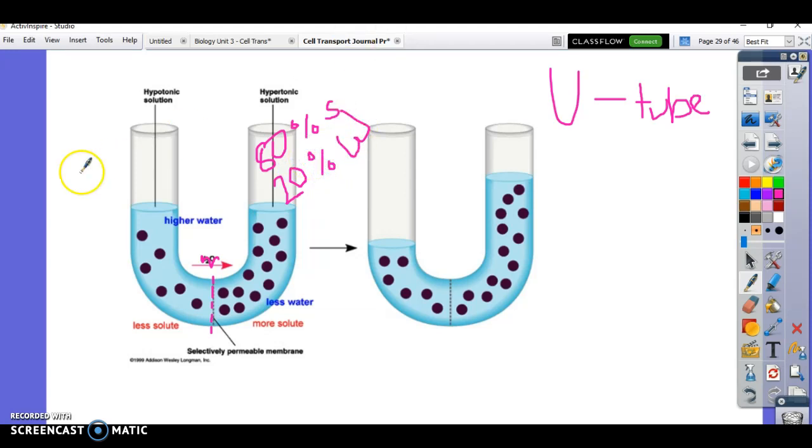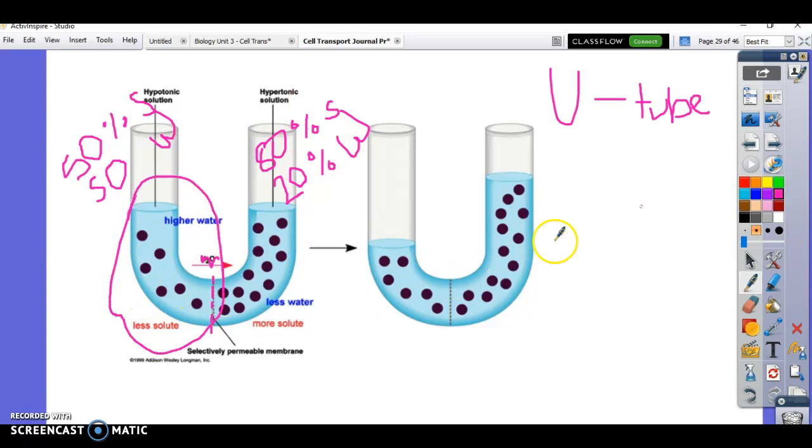Now let's think about the other side. The other side's got less sugar. So let's say it's only 50% sugar. If it's 50% sugar, what does the water have to be? Well, the water has to be 50 because it adds up to 100, okay? So now, which side has more water? Here we have 50, here we have 20. Which side has more water? This side, right? So water always moves from high, from where there's a lot, to low.